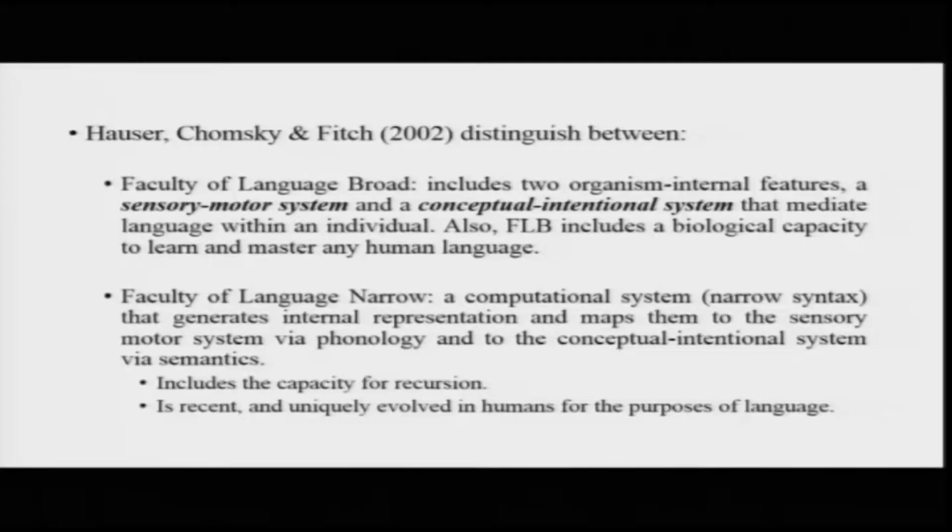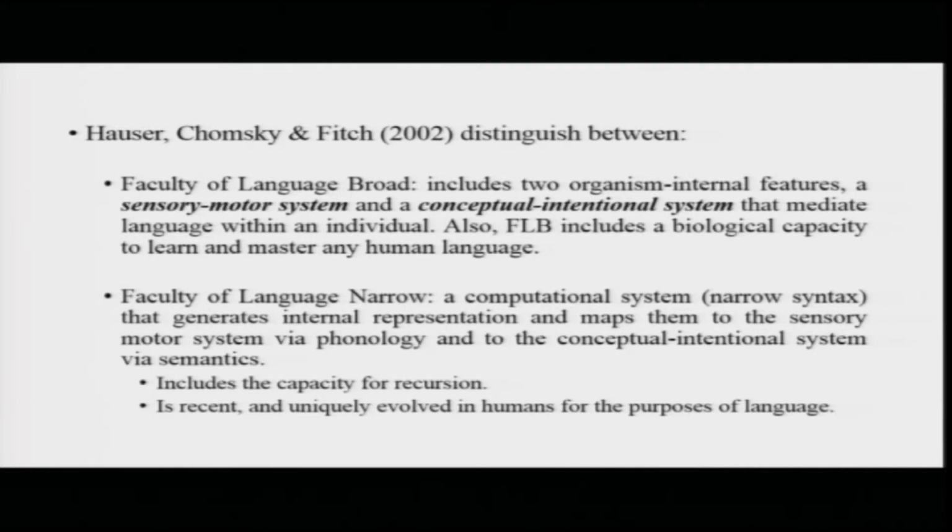Also, this faculty of language broad includes a biological capacity to learn and master any of the languages on the face of the earth. This makes us ready to acquire any language wherever we are born, whatever languages our parents speak. The more important aspect is the faculty of language narrow, which is a computational system responsible for generating internal representations and mapping them onto the sensory motor system using phonology. This is slightly more computational in nature and also includes the capacity of recursion.